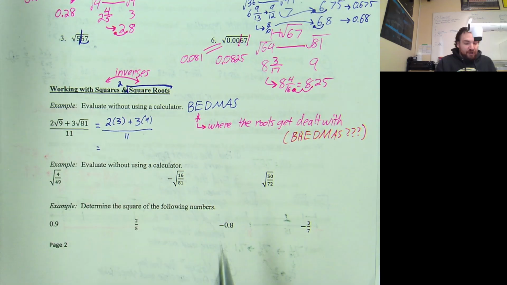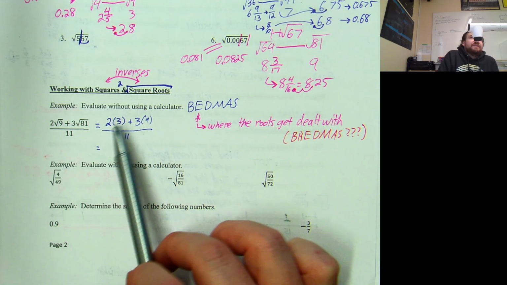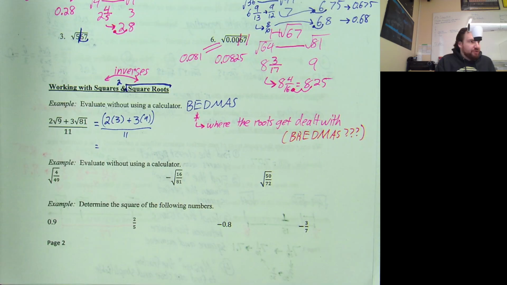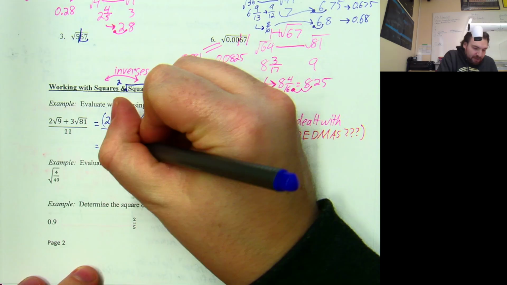So now BEDMAS says I do what? Multiplication. You've got to be careful here. It does say division technically comes first, but when I've got an expression in the numerator, I've got a set of brackets up there, so I want to deal with the entirety of the numerator first. So now let's deal with the multiplication. 2 times 3 is 6, plus 27 over 11.